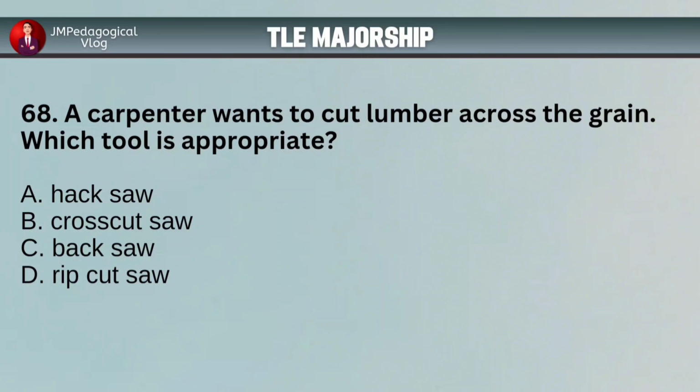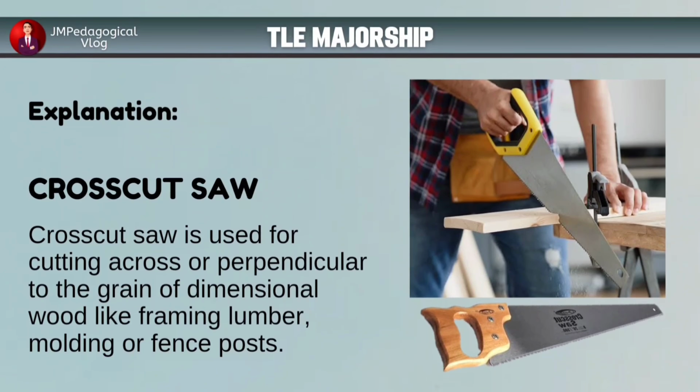68. A carpenter wants to cut lumber across the grain. Which tool is appropriate? A. Hacksaw. B. Crosscut saw. C. Back saw. D. Rip cut saw. B. Crosscut saw. Explanation. Crosscut saw is used for cutting across or perpendicular to the grain of dimensional wood like framing lumber, molding or fence posts.